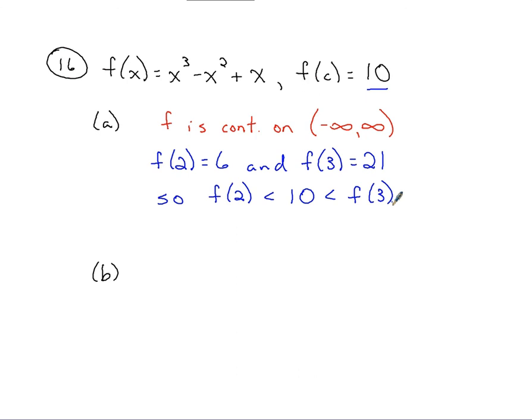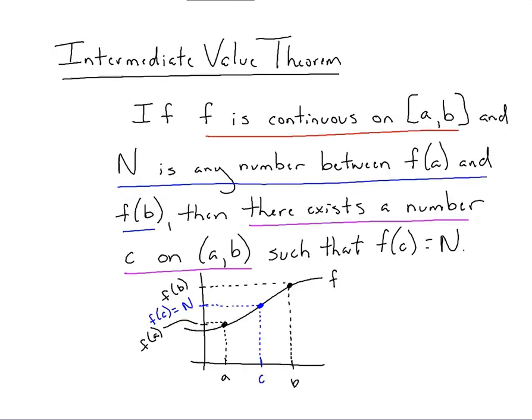So I go back to the theorem now. What have I covered? I've covered that the function is continuous. I covered that there is this value 10 that is between f of a and f of b. I've even established what a and b are. So there exists a number c on this interval a to b. That's good news. Now that we've done this middle part, we can actually go forward with the process and figure out what c is.